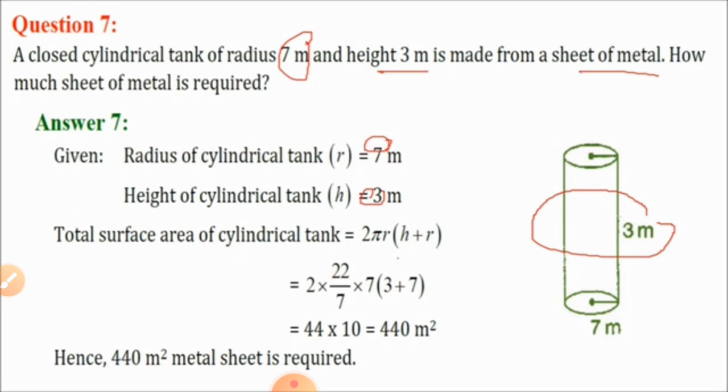Yes, radius is equal to 7 meter. Height of the cylinder is 3 meter. So we have the formula of surface area of cylinder. Take 2 pi r times (h plus r). Put the values in the particular formula.